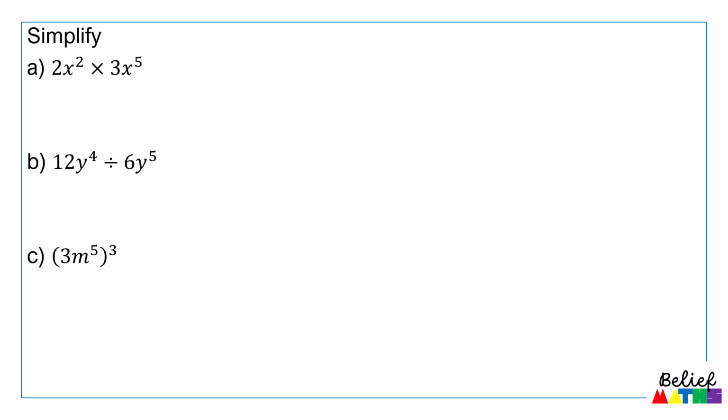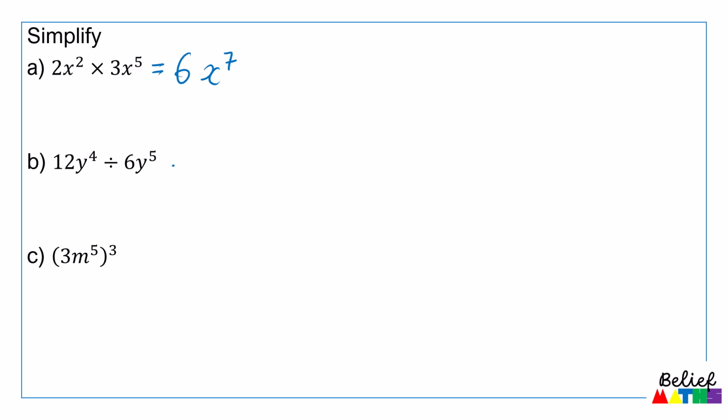Now back to simplifying, but again we've got some algebra involved here. So in this case, we're going to do the coefficients, or the numbers before the letters, separately, and then we're going to do the letters themselves, or the variables. So in this first question, we've got 2 times 3 to give us 6, and then with our x's, we do the normal rule we have when we multiply. We just add the powers, so that gives us 6x to the power of 7.